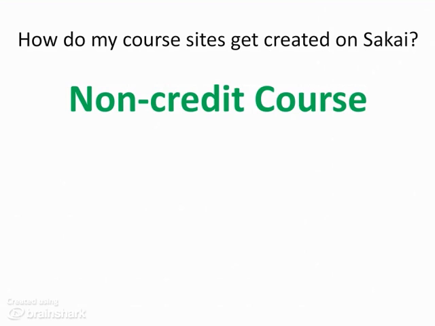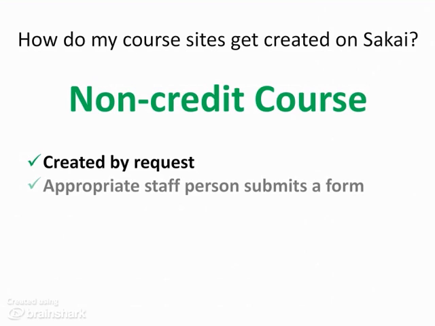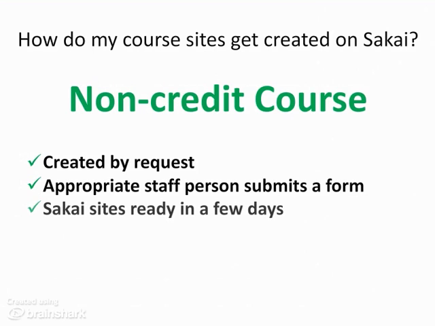For non-credit courses, Sakai sites are created by request. The appropriate person in your area, usually a program director or program assistant, must submit a form for each non-credit section that will use Sakai. Once we receive the form, the site can be created within a few days, as long as the instructor has completed the required Sakai training. A link to the form can be found on the Sakai Procedures webpage. At the end of this presentation, we'll show you how to get there.